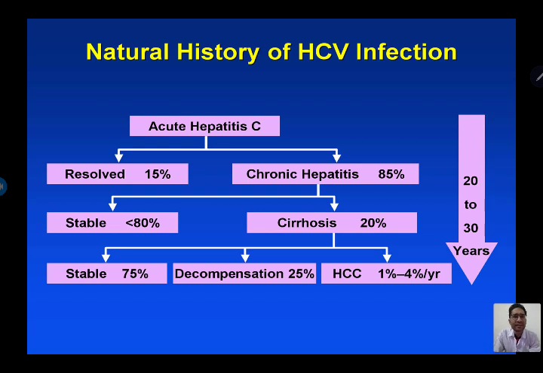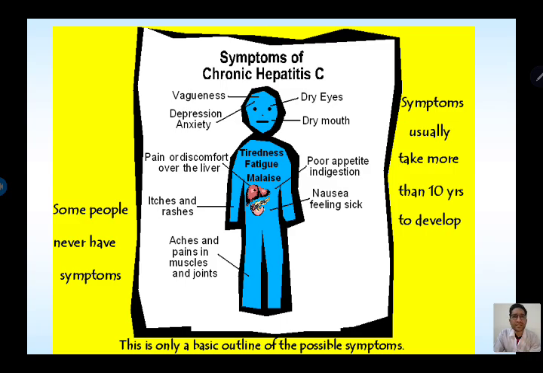Natural history of hepatitis C infection. Chronic hepatitis C symptoms include vagueness, dry eyes, depression, anxiety, dry mouth, pain and discomfort over the liver, poor appetite, indigestion, itching and rash, nausea and feeling sick, and aches and pains in the muscles and joints.